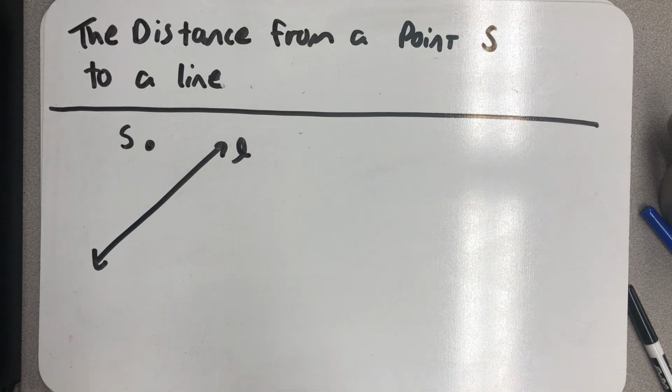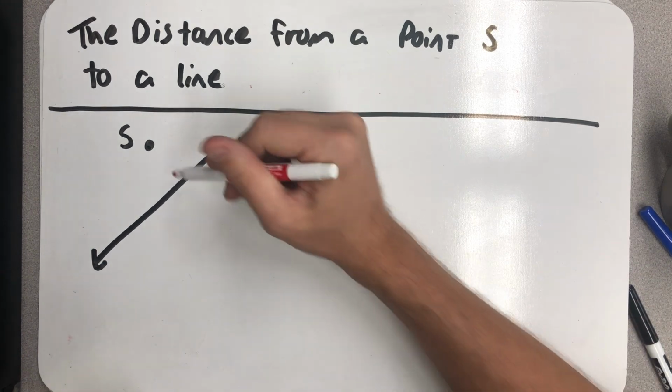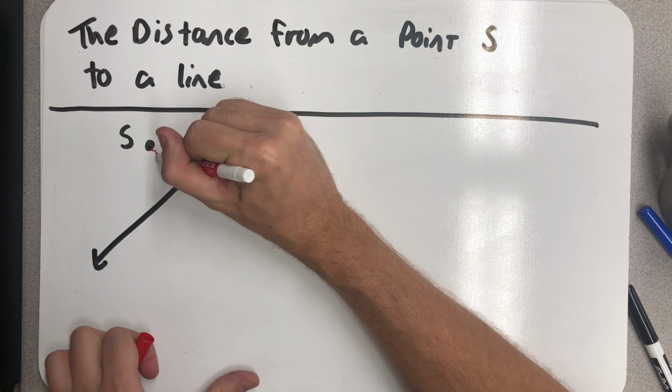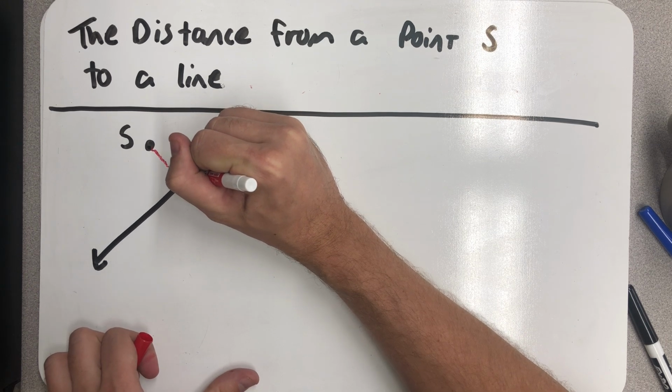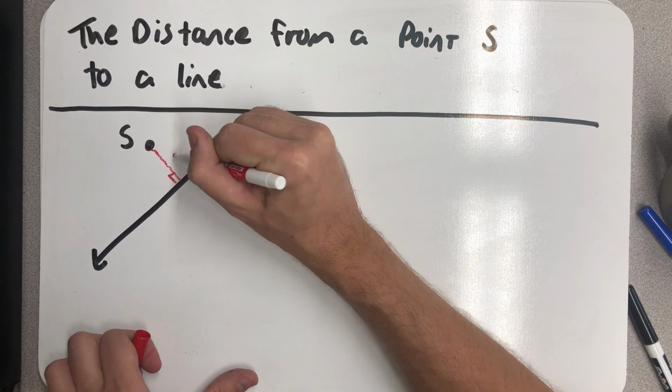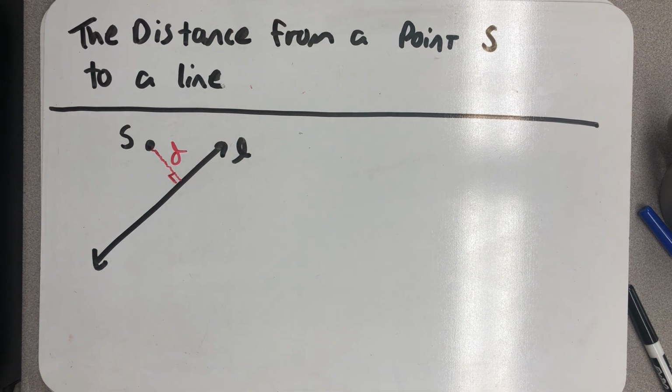Let's imagine that we have a line L and a point S, and that we're asked to find the distance between them. Well, visually, I know right away what I'm being asked to find. I'm being asked to find the straight line distance between S and L, and that would form a right angle with L, right? That straight height down.